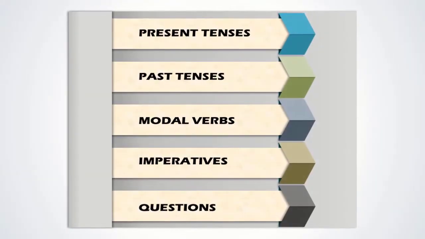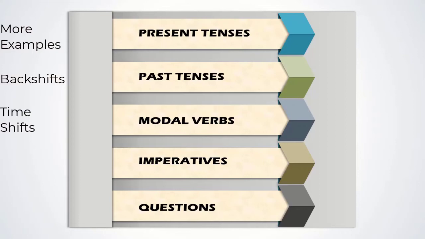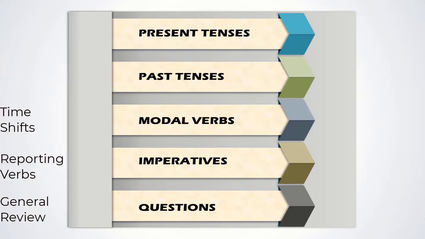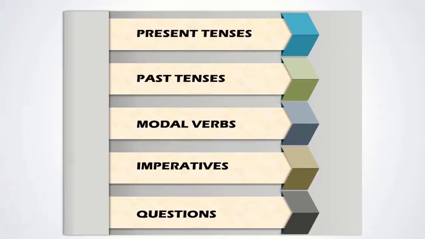I'll just quickly run through which tenses go through this backshift. Here you can see we'll be looking at present tenses, past tenses, modal verbs and the future, imperatives, and questions. I'll also introduce more examples related to the original lead story and show some of the verb tense backshifts. I'll also point out other elements of reported speech, and we'll treat this as a general review. Let's start with the present tenses.